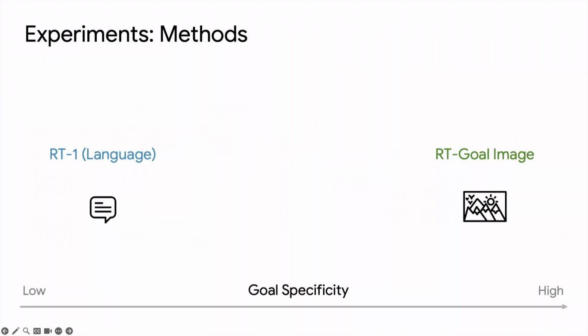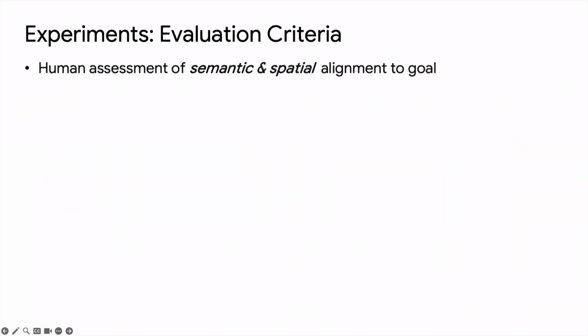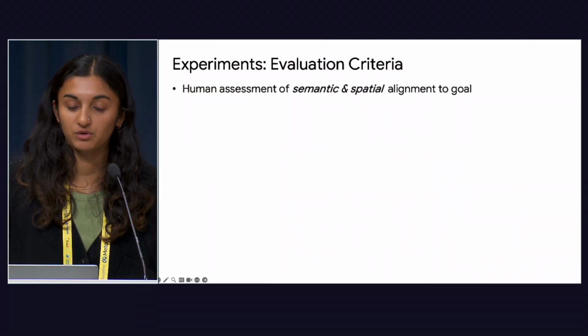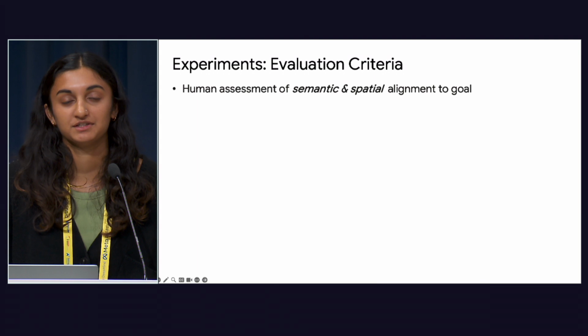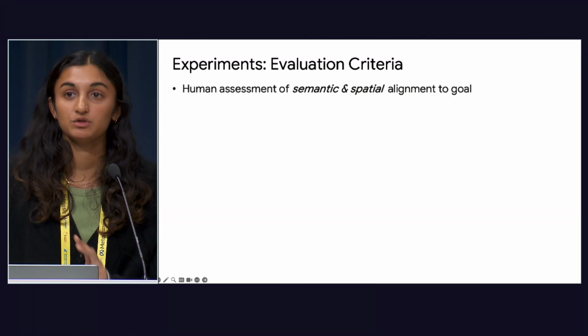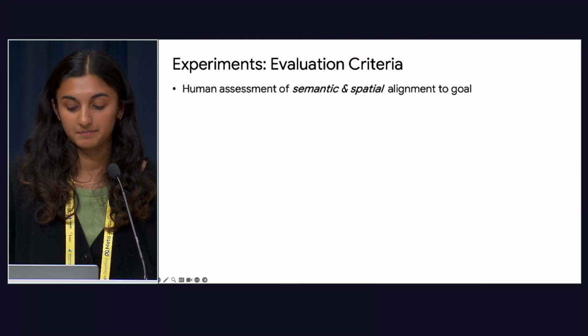We aim to evaluate how well RT Sketch compares to traditional goal-conditioned imitation learning agents like a language condition baseline, RT1, and a goal image condition baseline, RT goal image. We're interested in how well each of these methods can achieve alignment with a given goal, but this is actually very non-trivial to define. So we come up with two metrics to assess goal alignment.